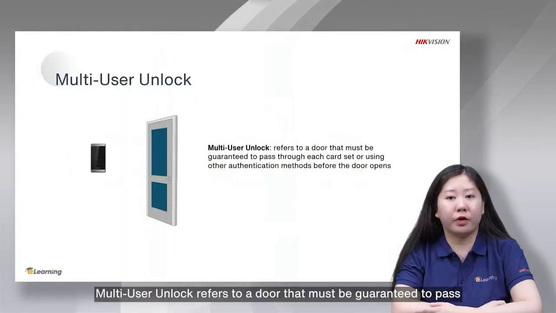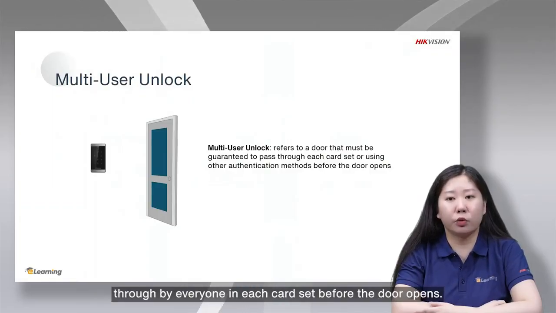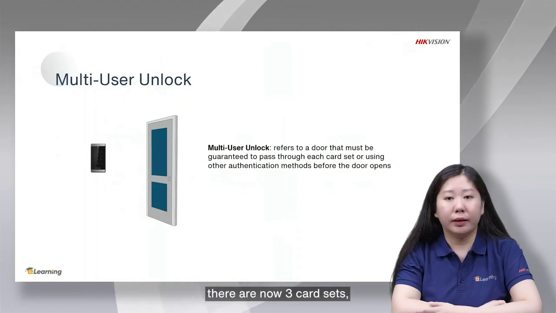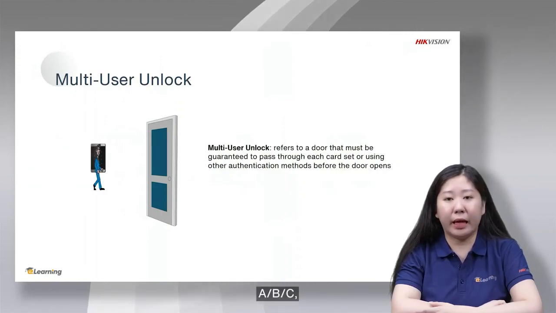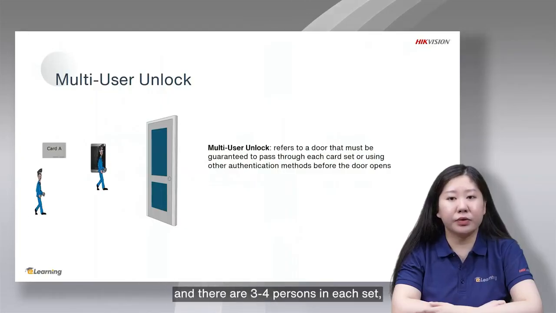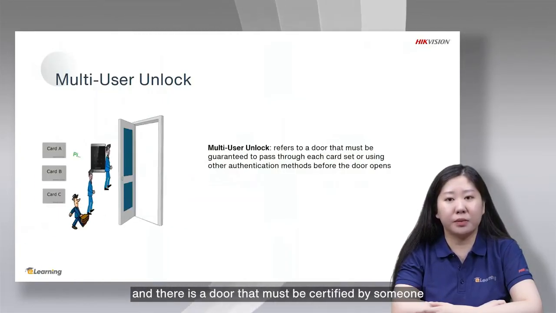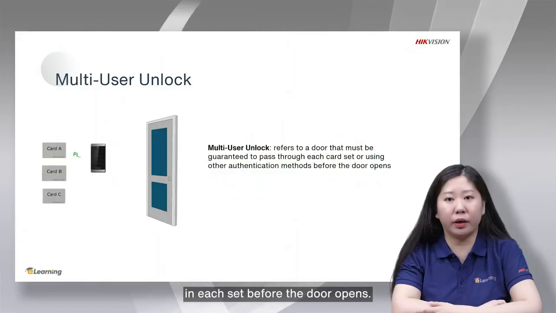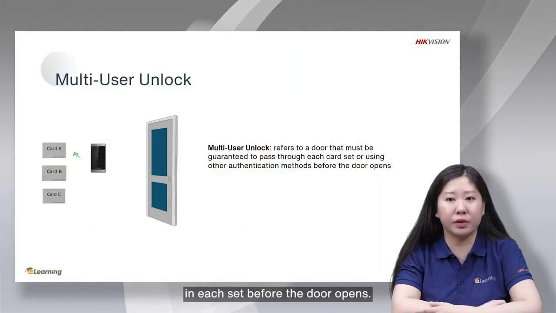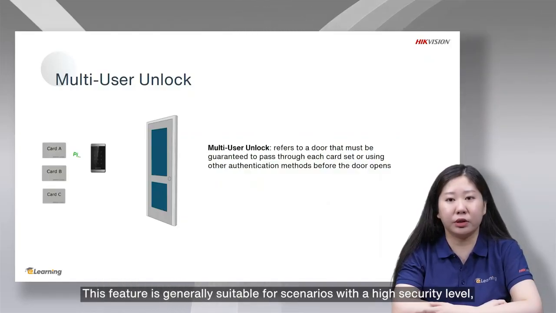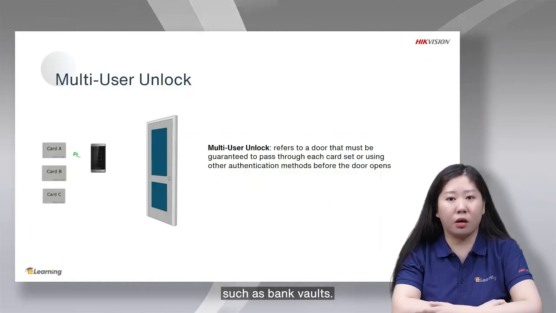Multi-user unlock refers to a door that must be authenticated by everyone in each card set before the door opens. For example, there are now 3 card sets, A, B, and C, with 3 to 4 persons in each set, and there is a door that must be certified by someone in each set before the door opens. The feature is generally suitable for scenarios with high security levels, such as bank vaults.